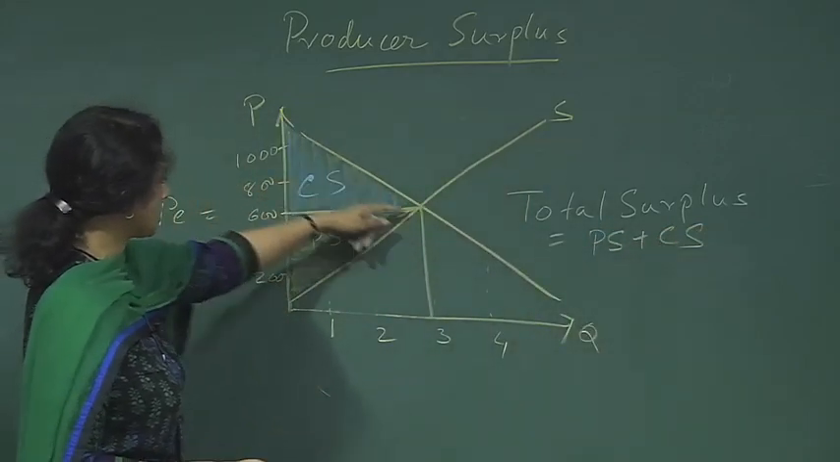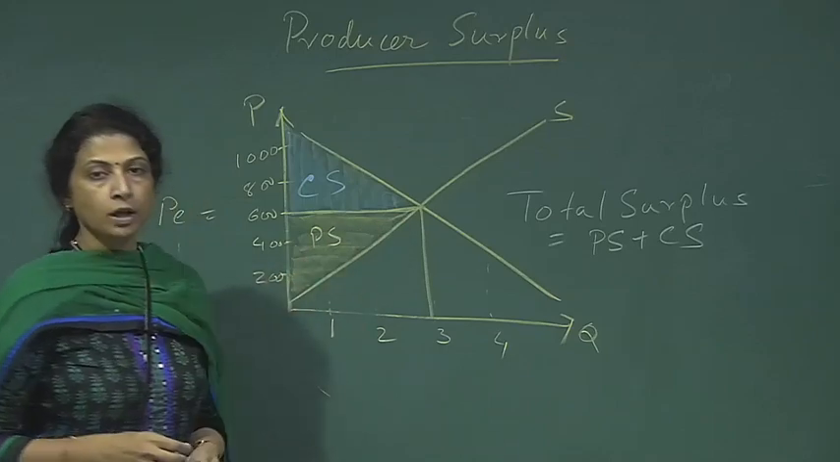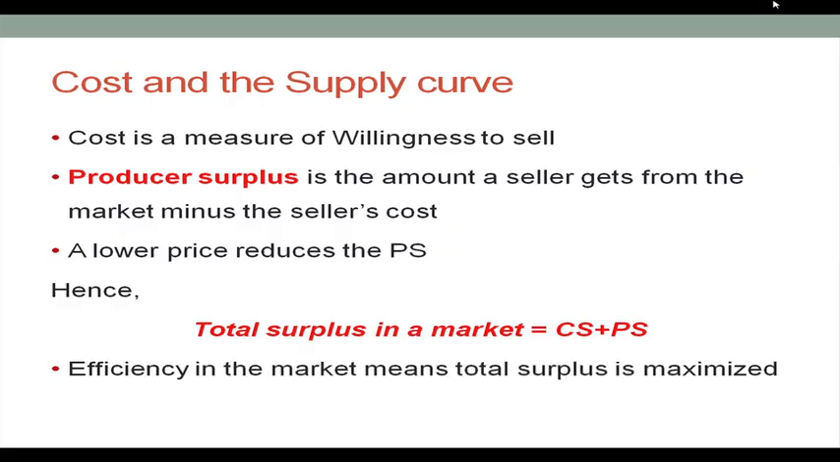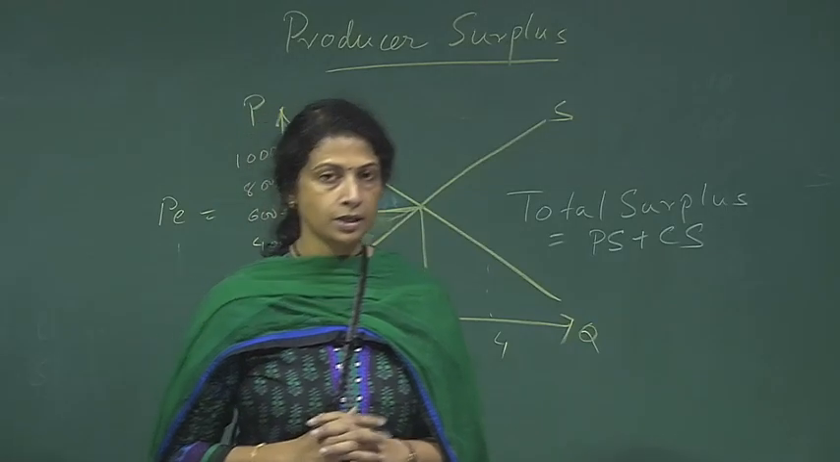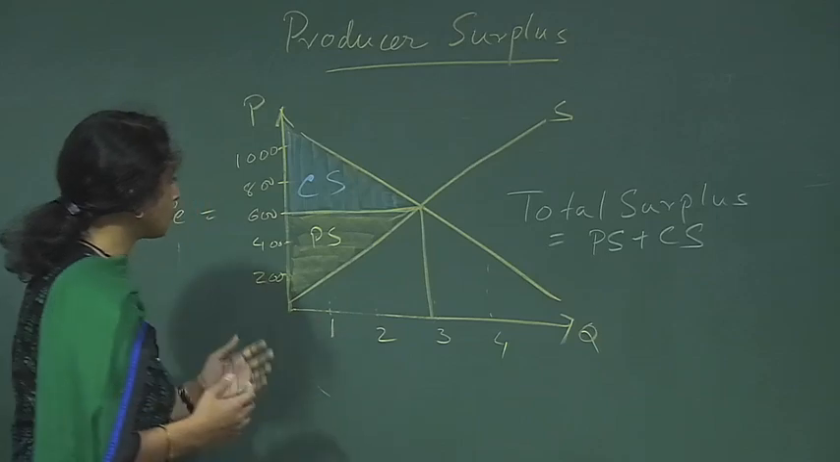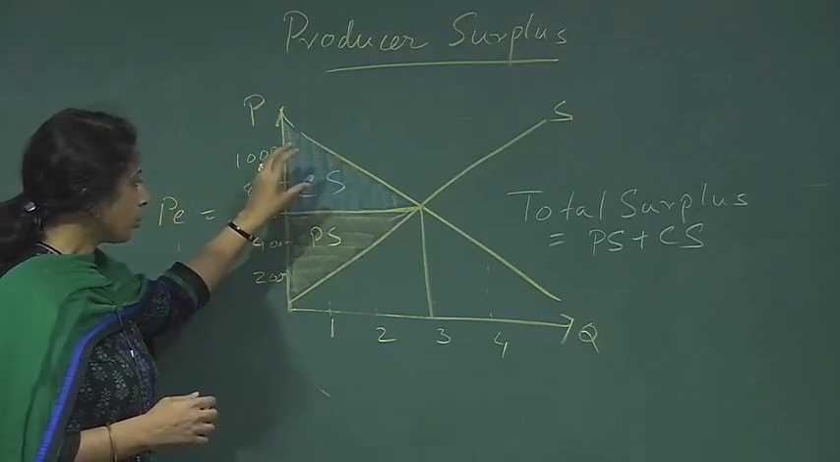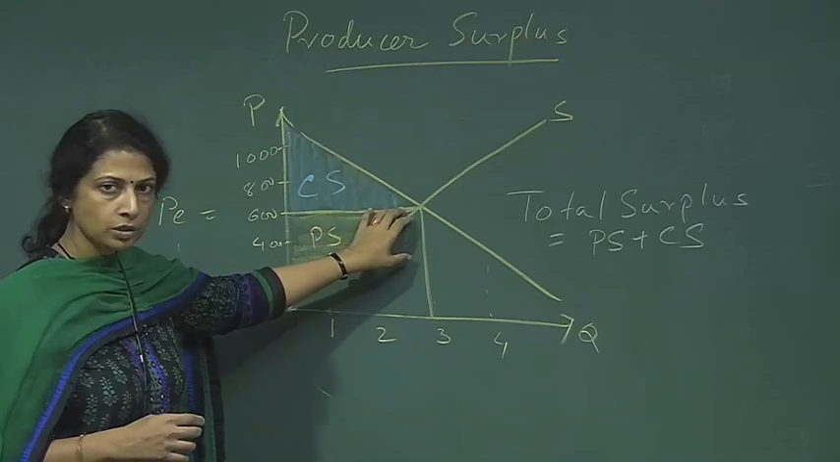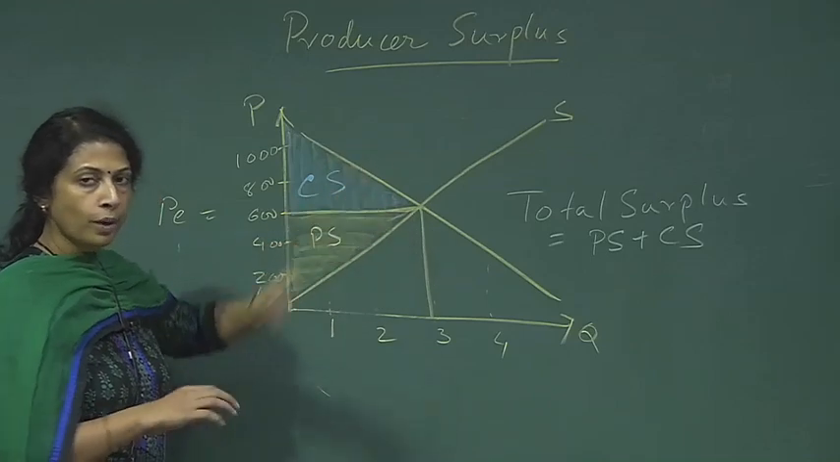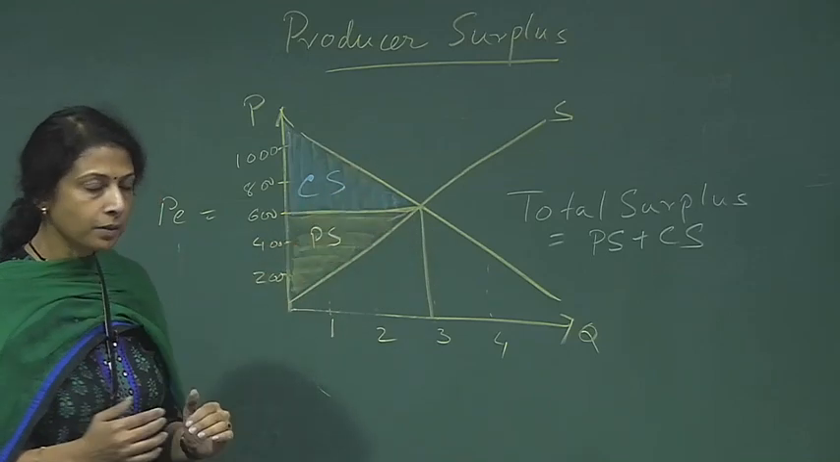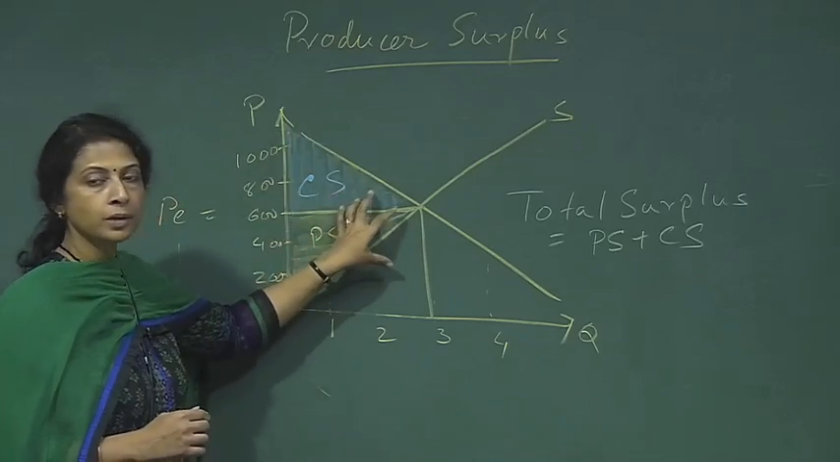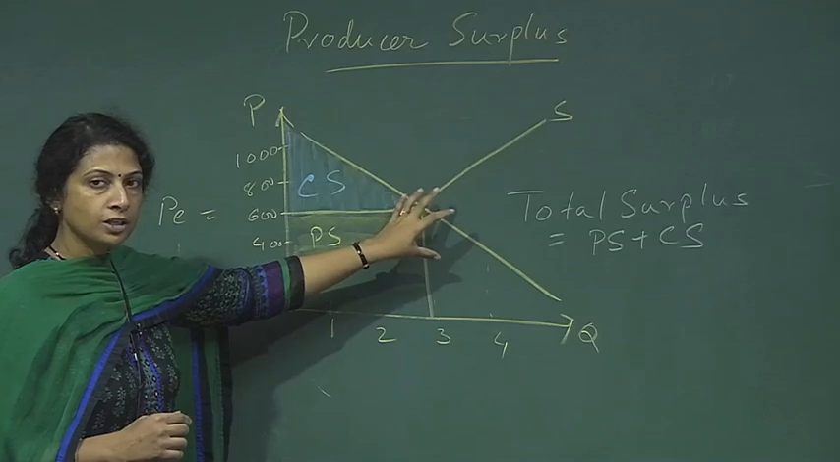So, total surplus is equal to this region of producer surplus and consumer surplus, and efficiency in the market means total surplus is maximized. So, we have found a way of measuring the well-being of the consumer as consumer surplus, well-being of the producer as producer surplus, and so the well-being of the entire market is maximized if we can show that this area is maximum in the case of the market equilibrium.